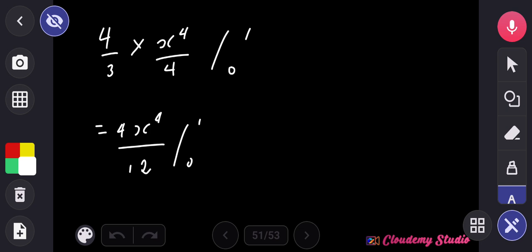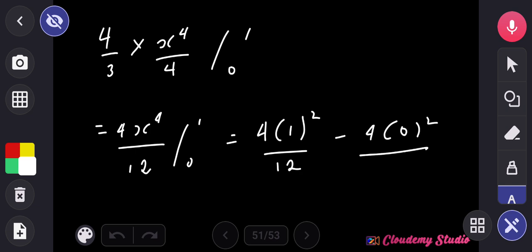So the next thing is anywhere I see x, I'm going to put 1. So that's equals to what? That's equals to 4 multiplied by 1 to the power 4 over 12 minus 4 multiplied by 0 to the power 4 over 12. So that's equals to what? That's equals to 4 over 12, and that's equals to 1 over 3 as my answer. So that's how to solve question when it comes to double definite integral. You understand? When it comes to double definite integral, that's how to solve.